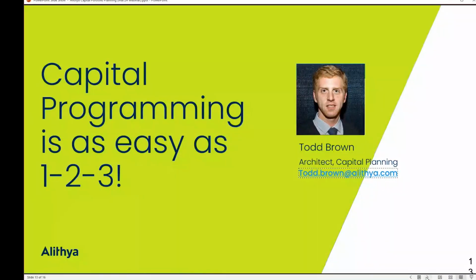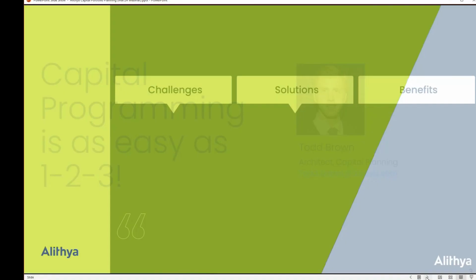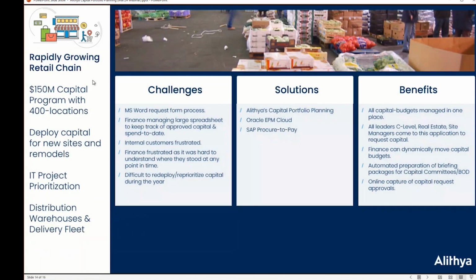Todd and I thought we would just wrap up with a quick case study of one of our clients that deployed this. I think it was during the second half of COVID, a rapidly growing retail chain that had a $150 million capital program with about 400 locations. They were trying to manage what new physical sites to build out and what sites to remodel. In retail, you always want to keep your sites fresh, as well as some IT spend that they wanted to manage, as well as distribution, warehouses, and delivery fleet. So they had a number of different styles of CapEx that they were managing.